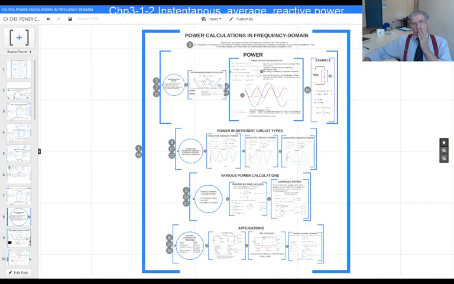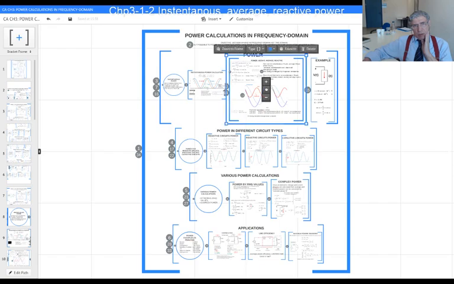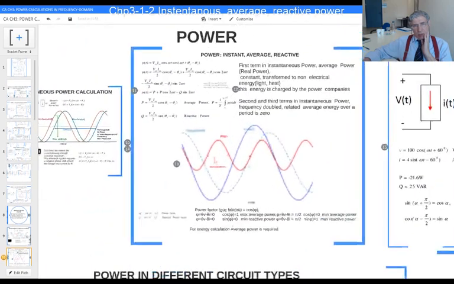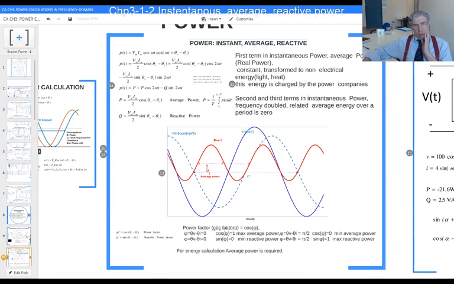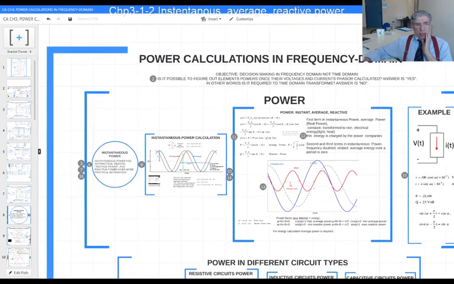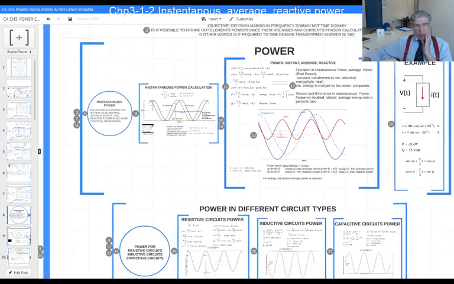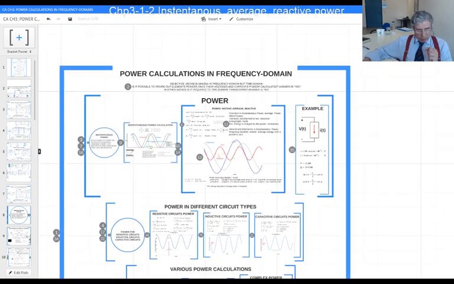We are examining power in frequency domain. We already found one of the element, instantaneous power, average power, and reactive power. Now we will be examining different type of elements, average power and the reactive power.